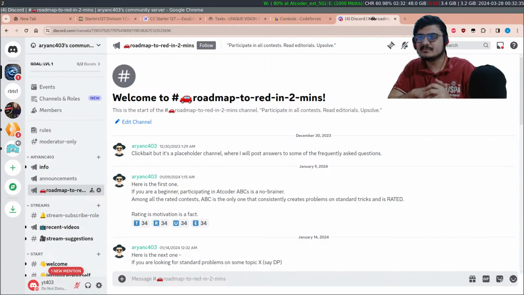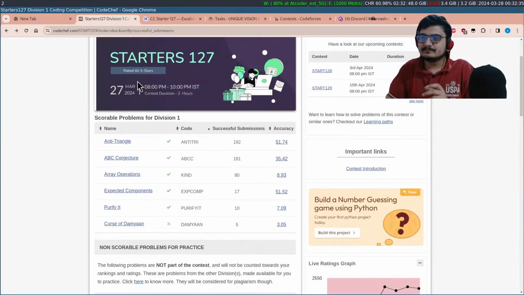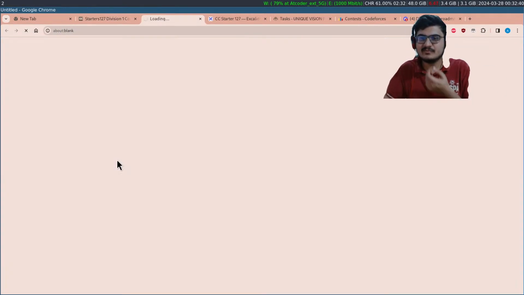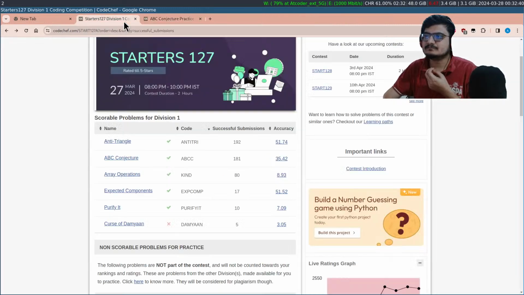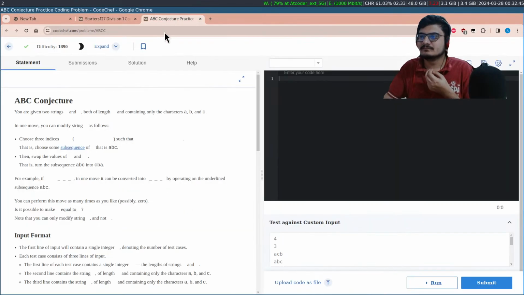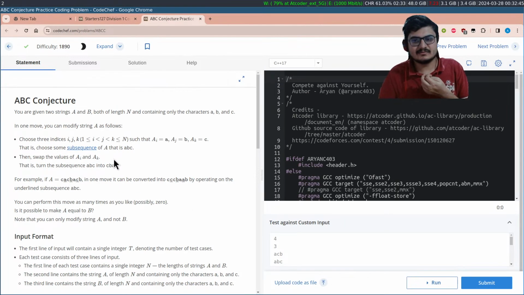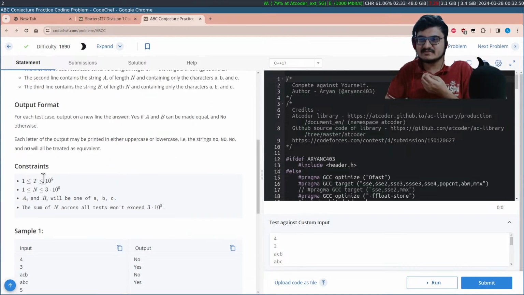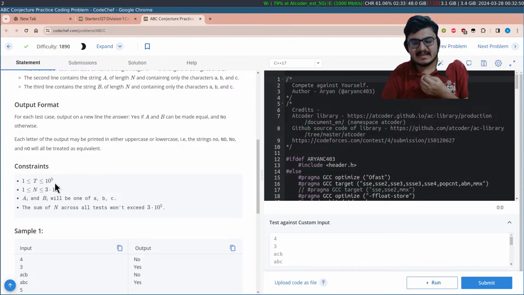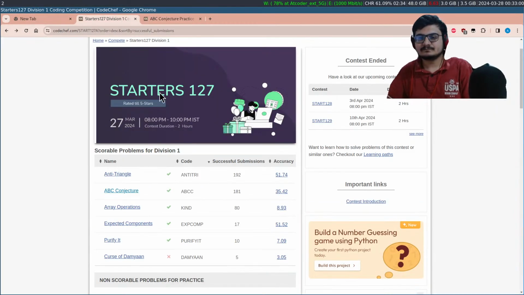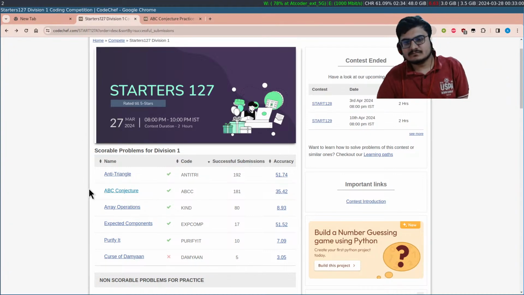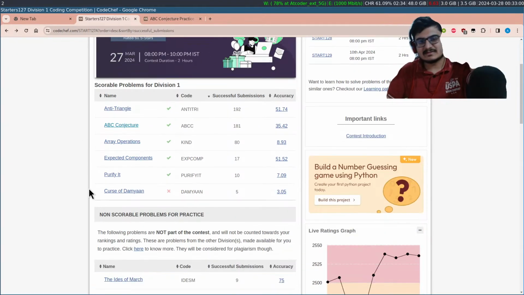Can we use DP to solve the ABC conjecture problem? I don't think we can use DP there. Yeah, I don't think we would be able to use DP here. That is right, because the constraints are up to 1e5, and even if you have two DP dimensions, both of them would be up to 1e10 or something like that.